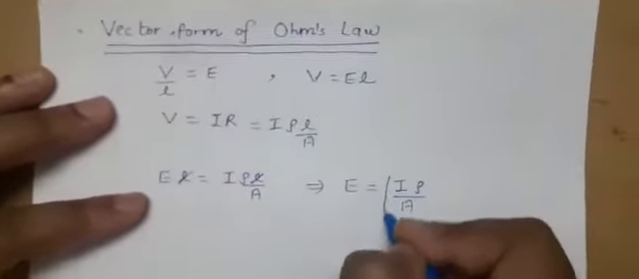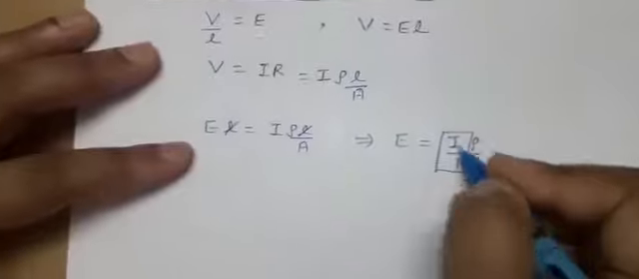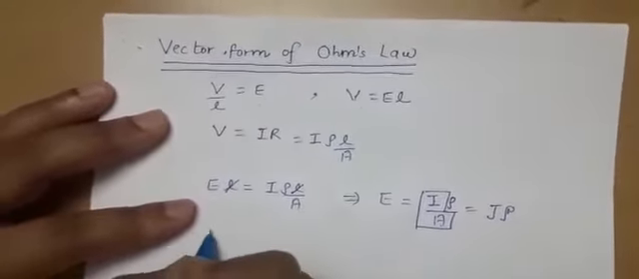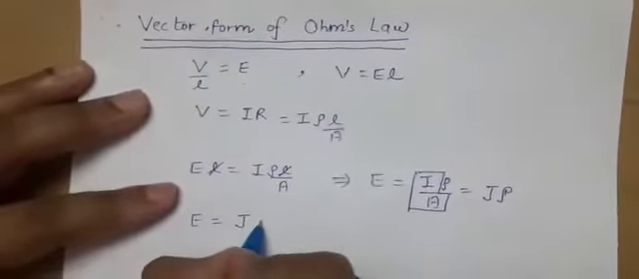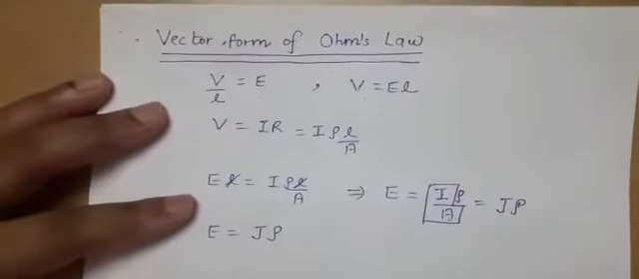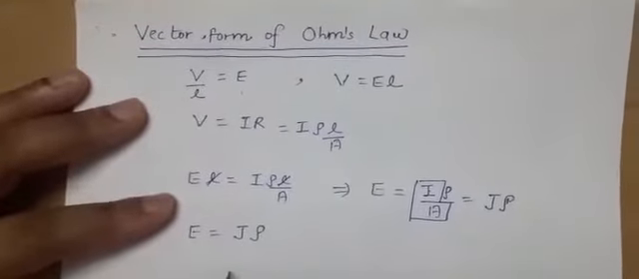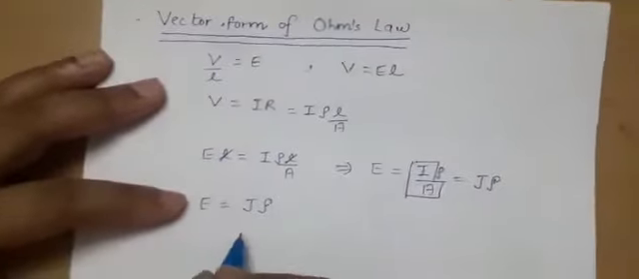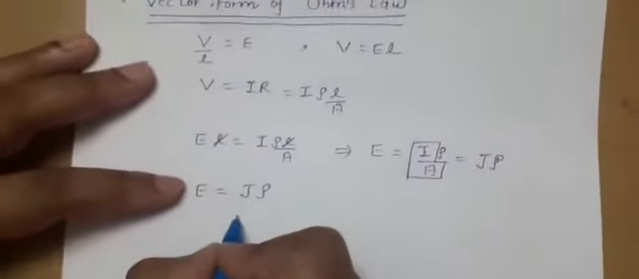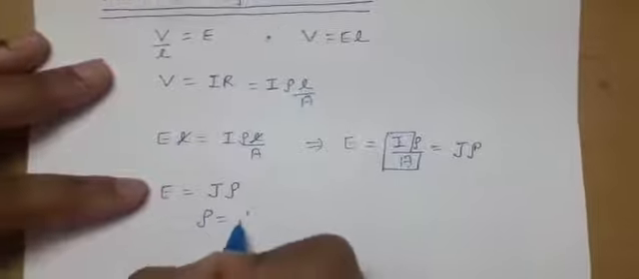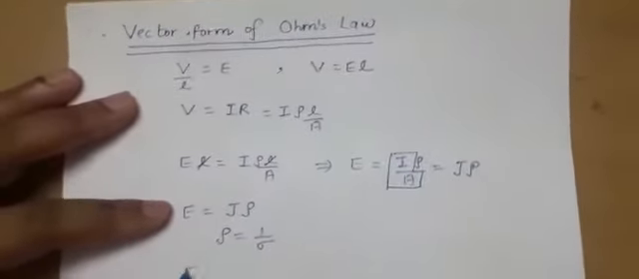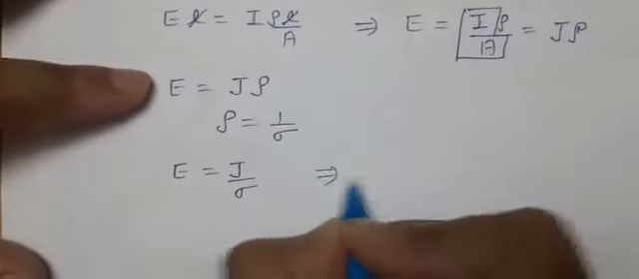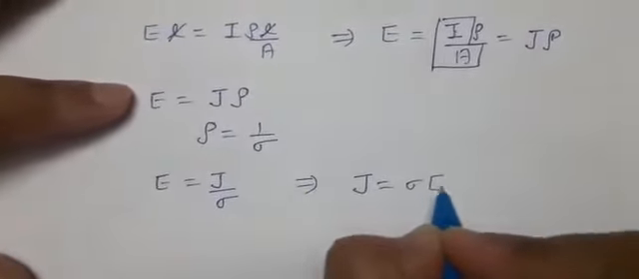Now you can relate this I upon A, current per unit area, as current density. So E is equal to current density into specific resistance. This is one form in terms of current density and specific resistance or resistivity. Now, as you know, resistivity is the reciprocal of conductivity. So E is equal to J into 1 by sigma. So this implies that J is equal to sigma into E.